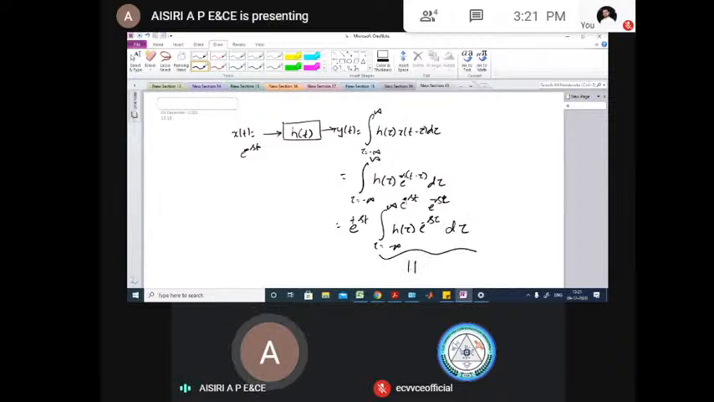This represents H of s, which is nothing but the system transfer function, or the Laplace transform of h of t. So the Laplace transform of h of t is equal to H of s. If it holds good for the impulse response, it should hold good for any other signal too. So the Laplace transform of x of t, which is X of s, the bilateral Laplace transform, is nothing but the integral from t equals minus infinity to plus infinity.